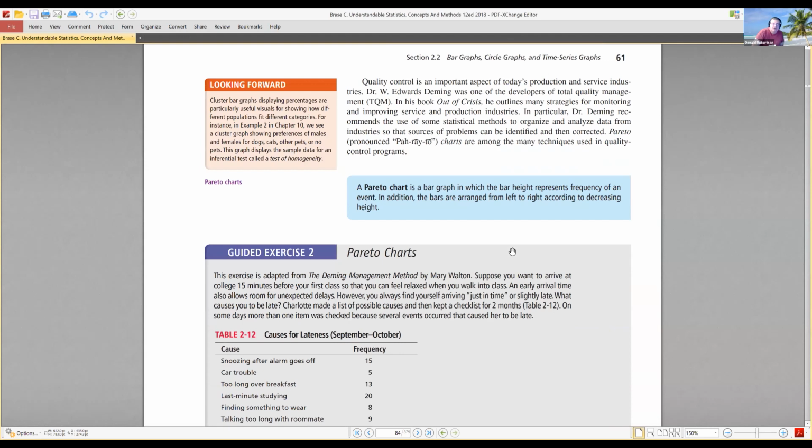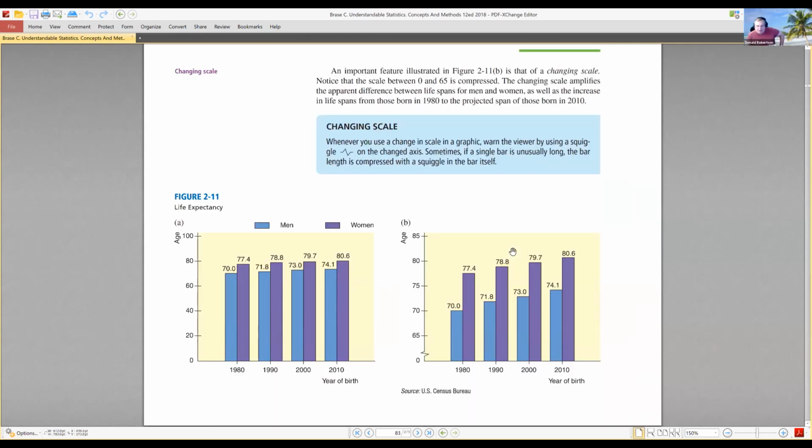Here are some examples of bar charts. In this particular one, have you noticed that the two rectangles are next to each other? And along the bottom, it's a year. So in 1980, you've got this light blue, which is men, and this purple one next to it, which is women. So the way you would read this piece of information is in 1980, the average life expectancy for men was 70 and for women was 77.4.